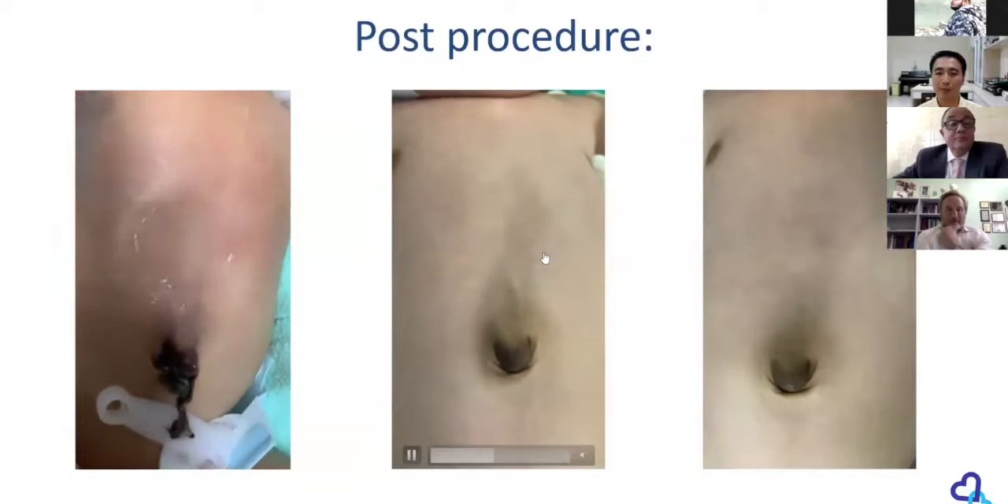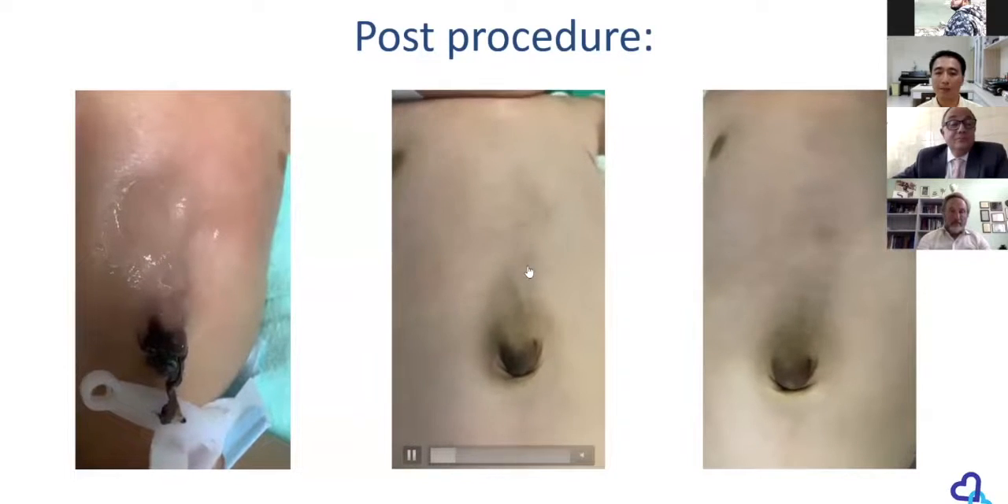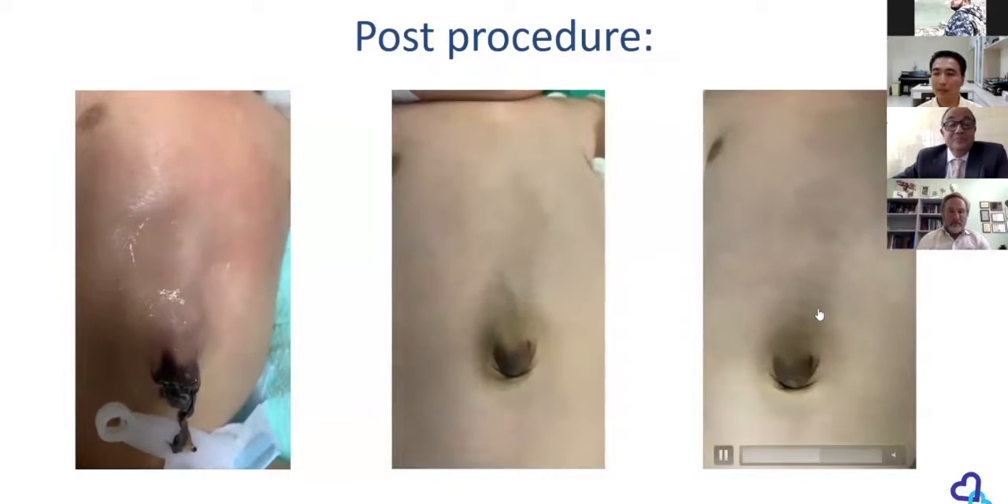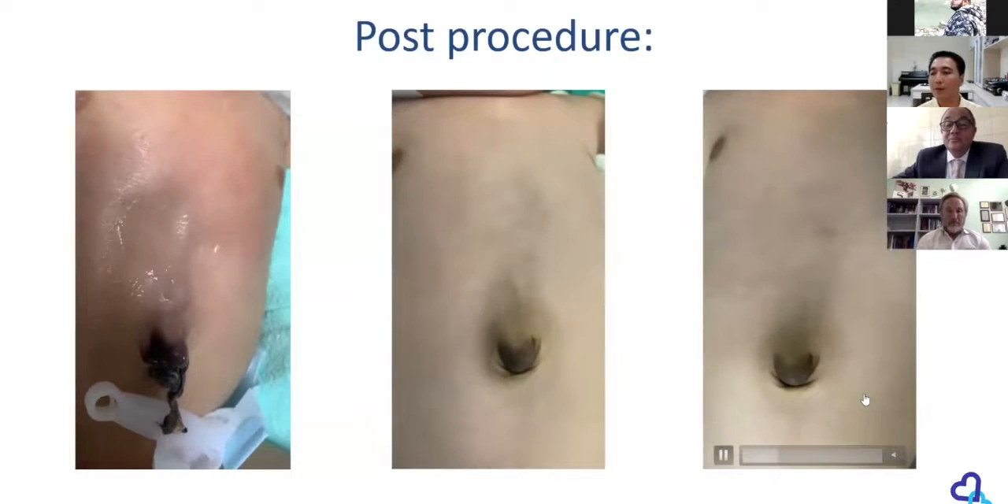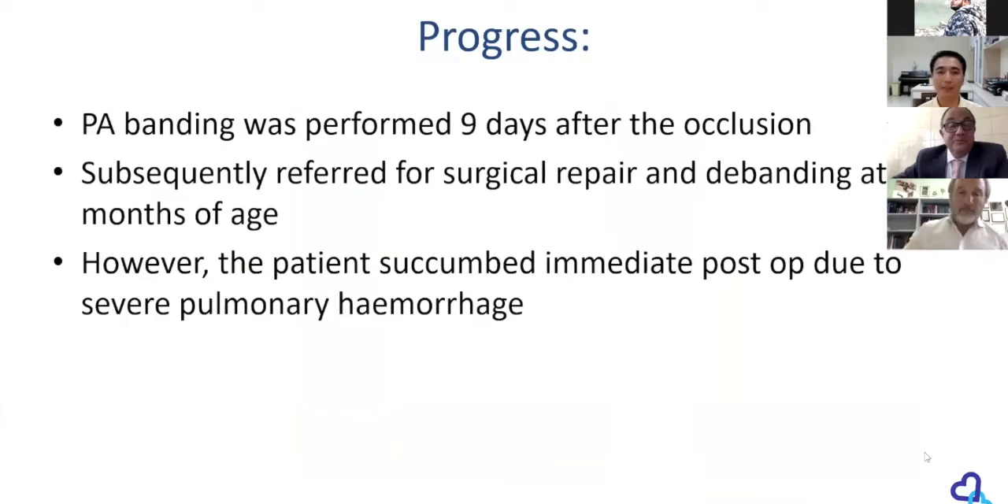This is pre-procedure. You can see the pulsation through this vessel, and immediately post-procedure, it kind of goes silent, the pulsation. This patient had a PA banding performed 9 days after the occlusion, but was subsequently referred to our center for a complete repair. However, immediately post-operatively this patient developed a severe pulmonary hemorrhage and succumbed, unfortunately.